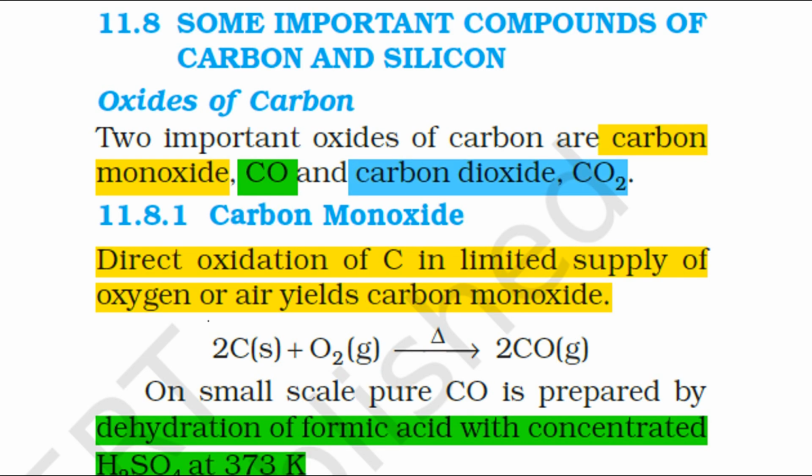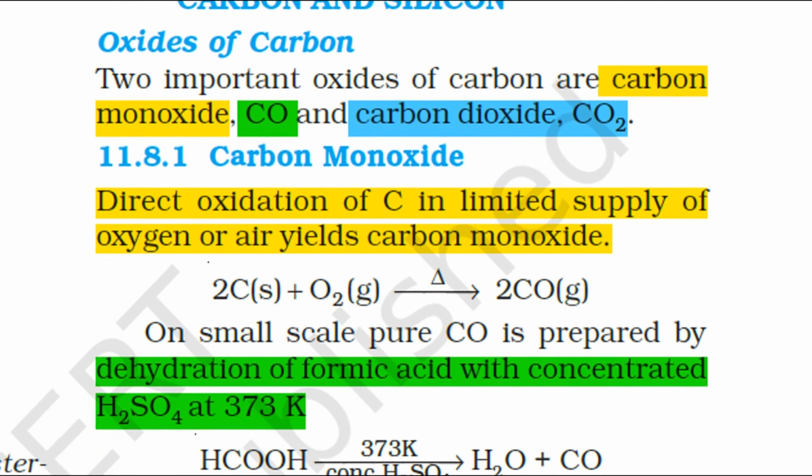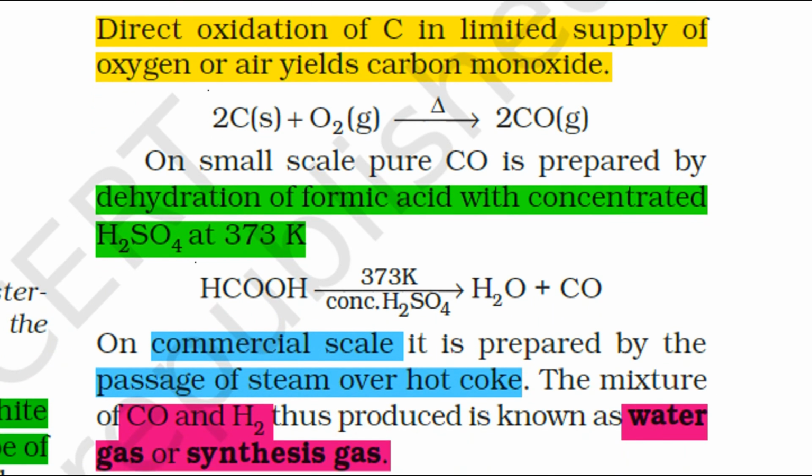Next, 11.8. Some important compounds of carbon and silicon. There are 2 oxides of carbon, that is carbon monoxide and carbon dioxide. The first is 11.8.1 carbon monoxide. Okay, so direct oxidation of carbon in limited supply of oxygen or air produce carbon monoxide. 2C plus O2 gives rise to 2CO. For a small scale preparation, pure carbon monoxide is prepared by dehydration of formic acid with concentrated H2SO4 at 373 Kelvin. HCOOH gives rise to H2O plus CO in the presence of concentrated H2SO4 at 373 Kelvin.